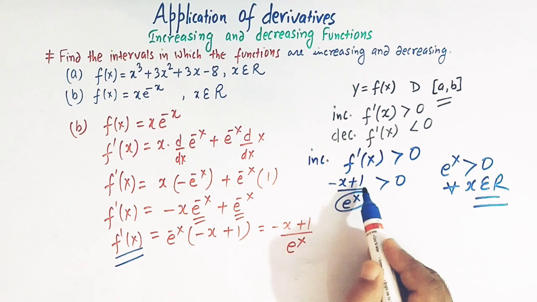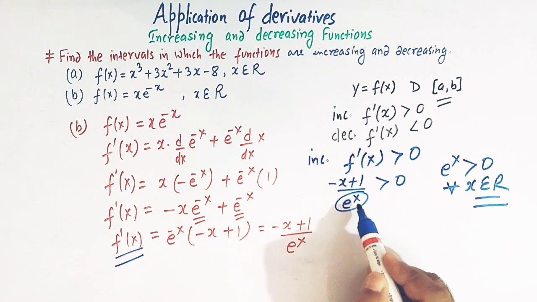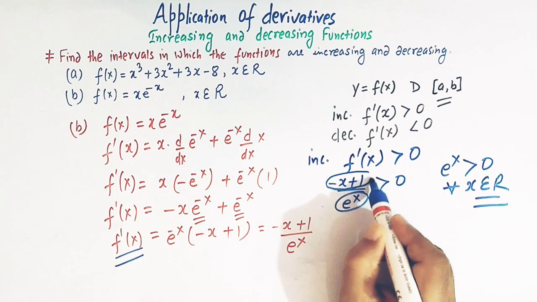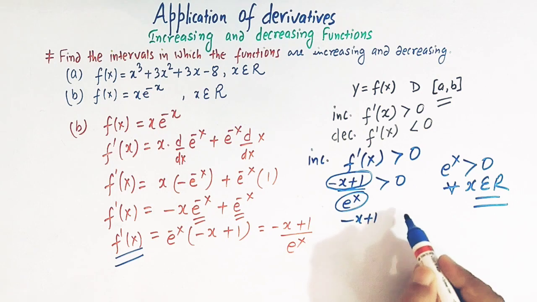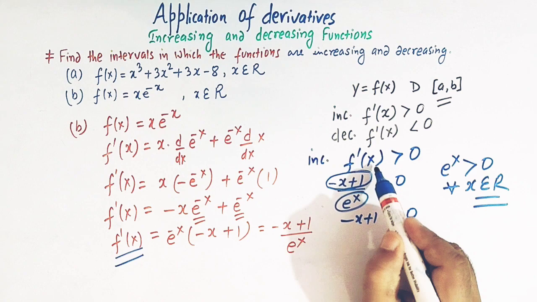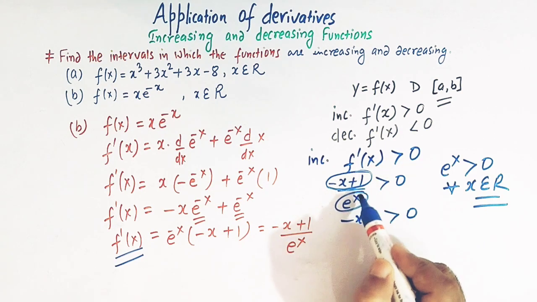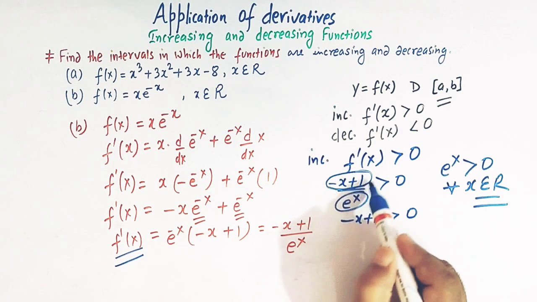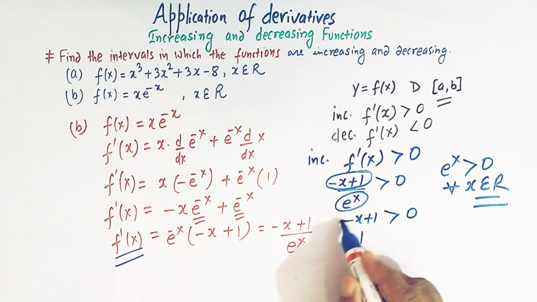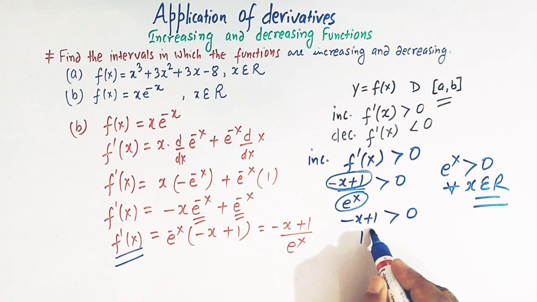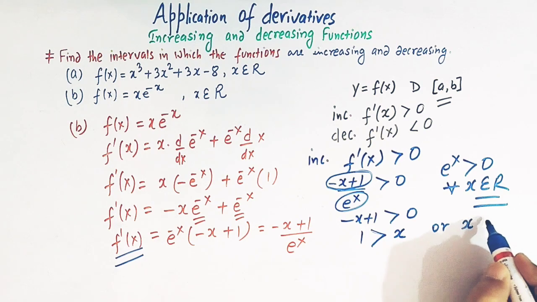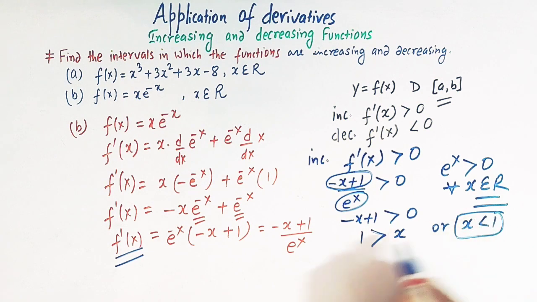So for minus x plus 1 divided by e raised to x to be greater than 0, it means this quantity, that is minus x plus 1, must be greater than 0, right? For f prime of x to be greater than 0, the sign depends on minus x plus 1, right? So taking the negative sign to this side, we have 1 greater than x, or we can say that x is less than 1, right?